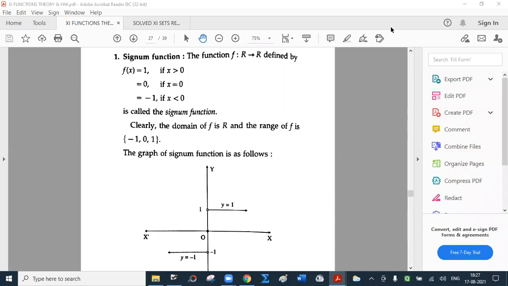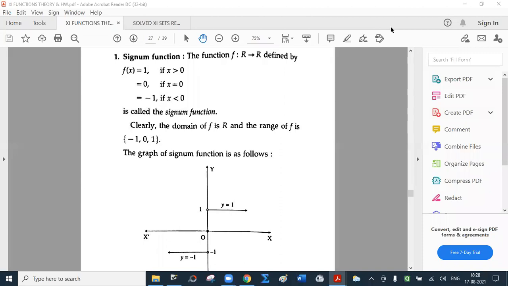Now listen to me carefully. This is very interesting and important. The first is the signum function. The function f from R to R defined by f of x equal to 1 if x is greater than 0, equal to 0 if x equal to 0, and f of x is minus 1 if x is less than 0, is called the signum function. Now you have to check about the signum function on the internet and you have to tell me about the same in the next lecture.